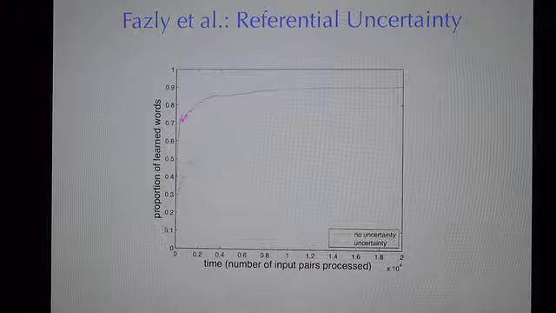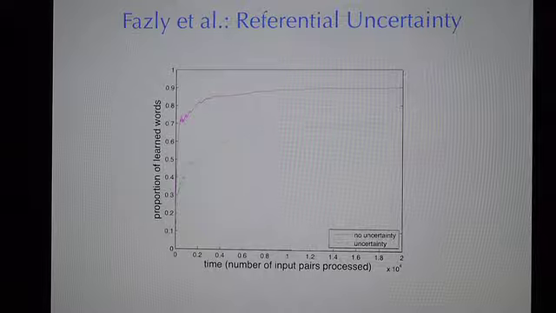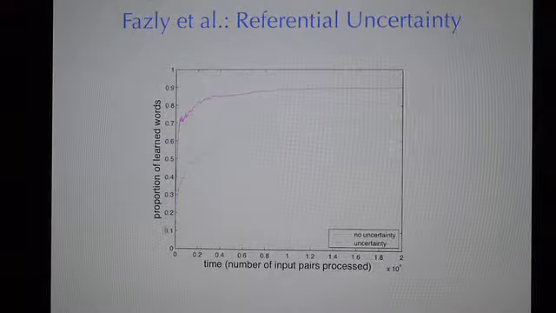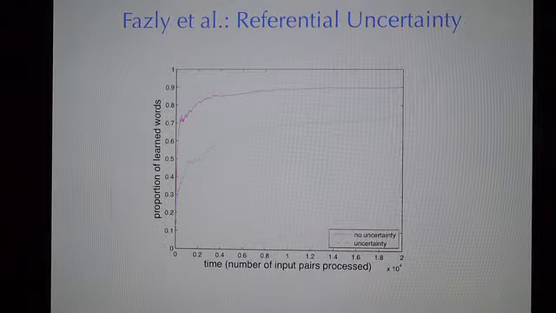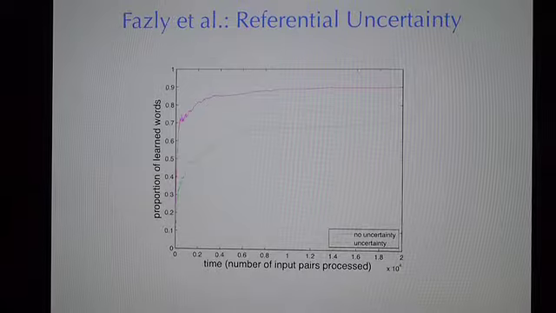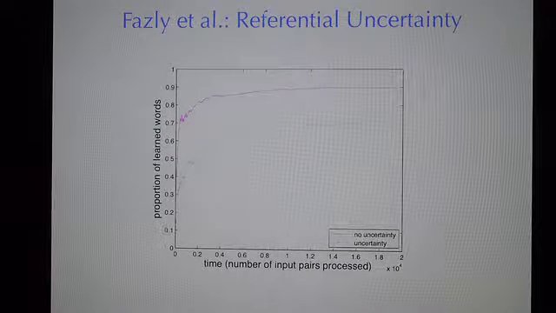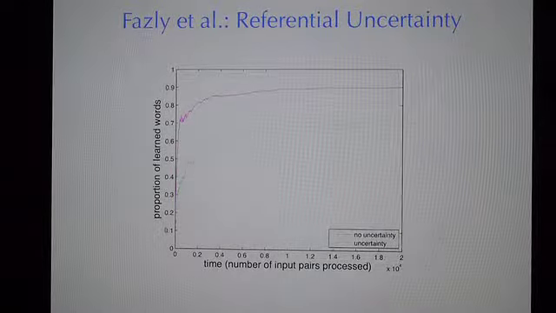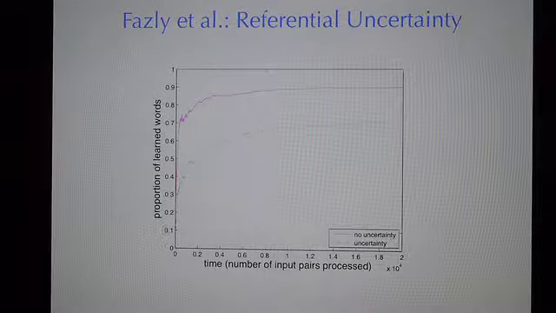So what do they show? They first of all show that if their data contains referential uncertainty, then learning is going to be much more difficult. So the purple line shows the performance of the model, which is basically the proportion of words that are learned when there is no noise and no referential uncertainty in the input. And the green line shows the performance of the same model when the data is noisy. And they argue that adding relatively realistic noise to the input actually changes the complexity of the problem significantly.